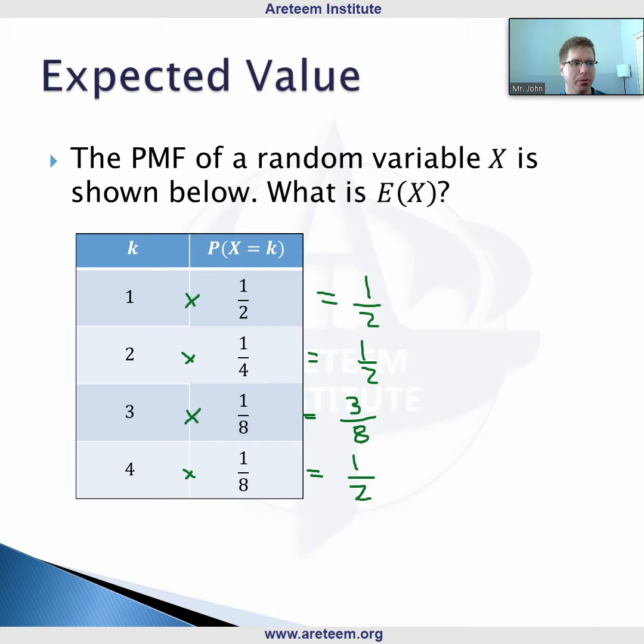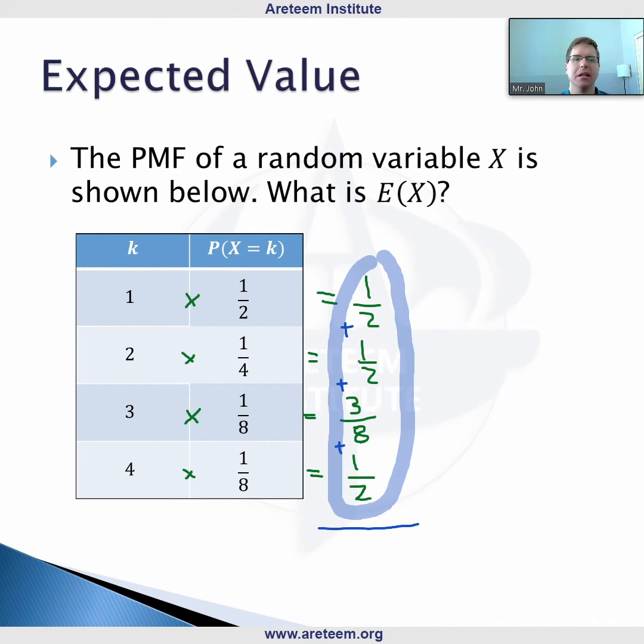Now, after we have all of these values, we add them up one by one. So we have 1/2 plus 1/2 plus 3/8 plus 1/2. That is 1.5, which is like 12/8 plus 3/8. So we have 15/8. This is our expected value of x for this problem: the expected value of x is equal to 15/8.